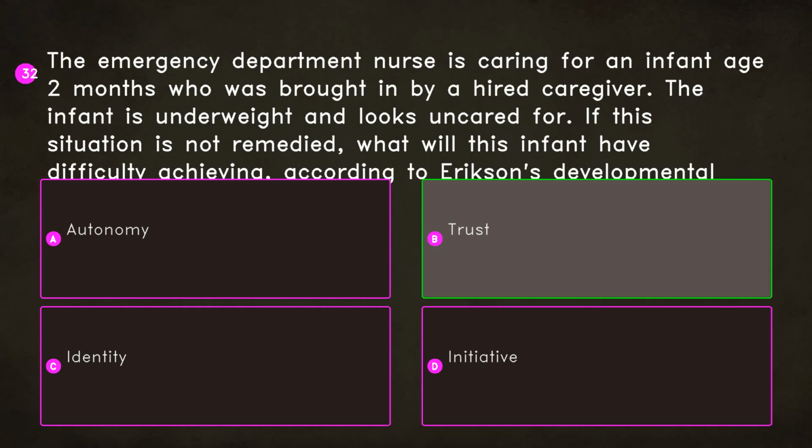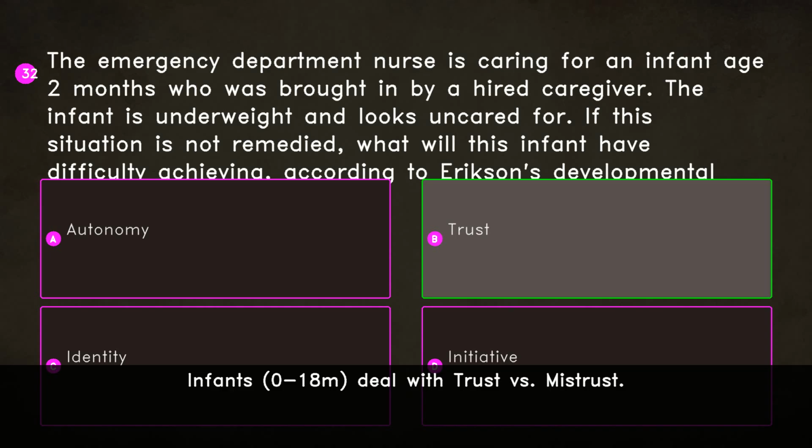The correct answer is trust. Infants, 0-18 months, deal with trust versus mistrust.